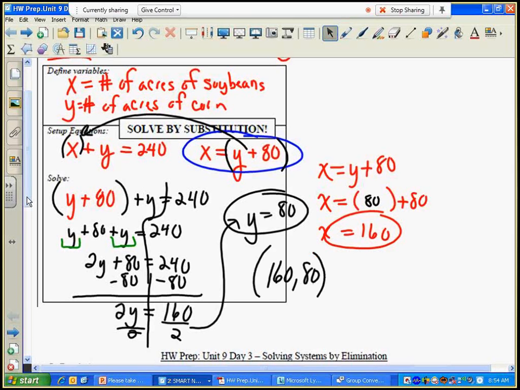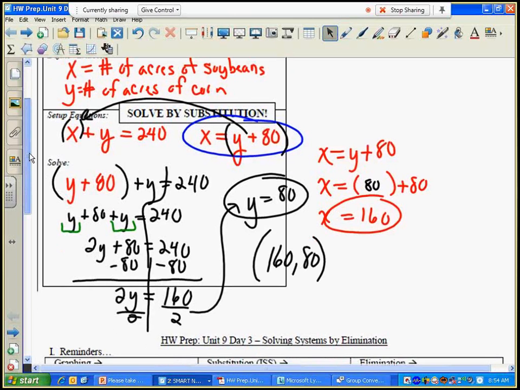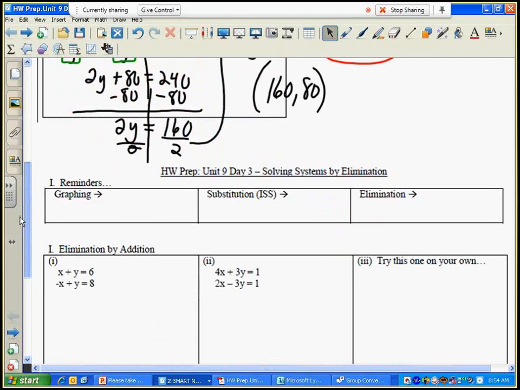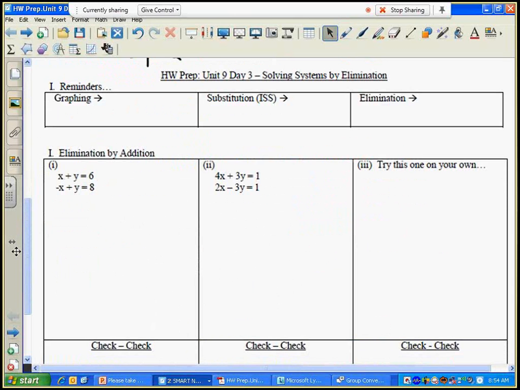All right, let's talk about the other side, the homework prep, the actual video here. You'll notice at the top I have 3 different methods of solving. We've done the first 2, and we're about to talk about the last one, elimination. Remember that when you want to do graphing, write this down with me, please, so you can get your credit. You're going to need to have 2 equations that are solved for Y. So you're looking for Y equals mx plus b and another Y equals mx plus b.